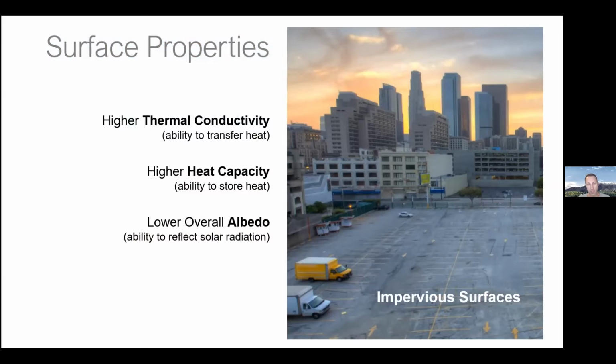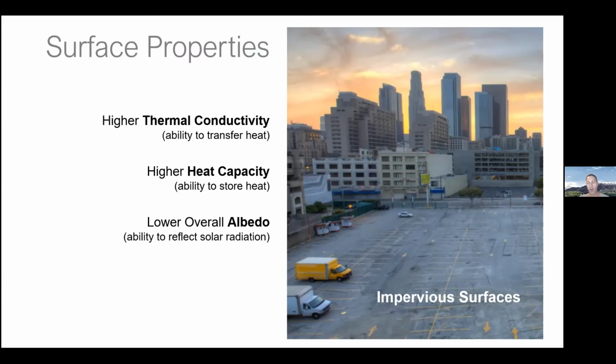Firstly, they have a higher thermal conductivity, so the ability to transfer heat back and forth. And the last two here are really important. There's almost a double whammy for urban heat islands: they also have a higher heat capacity than vegetation, so they're able to store heat more efficiently. But they also have a lower albedo, which is another fancy term for solar reflection, right? The ability to reflect solar radiation is much lower than vegetation. And so they're absorbing more solar radiation, but they're also storing that radiation more efficiently.